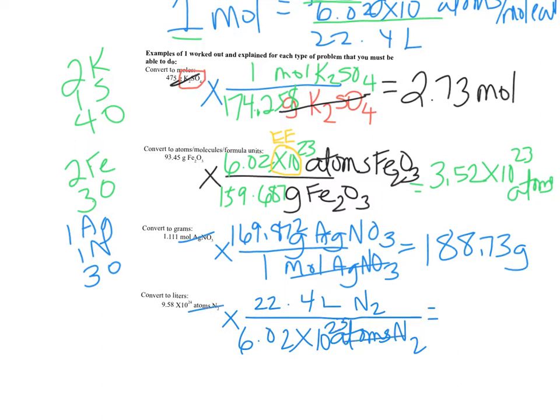So you start out with your multiplication of 9.58 times 10 to the 24th power times 22.4 divided by 6.02 times 10 to the 23rd power. You should be getting 356.47 liters of the nitrogen gas.